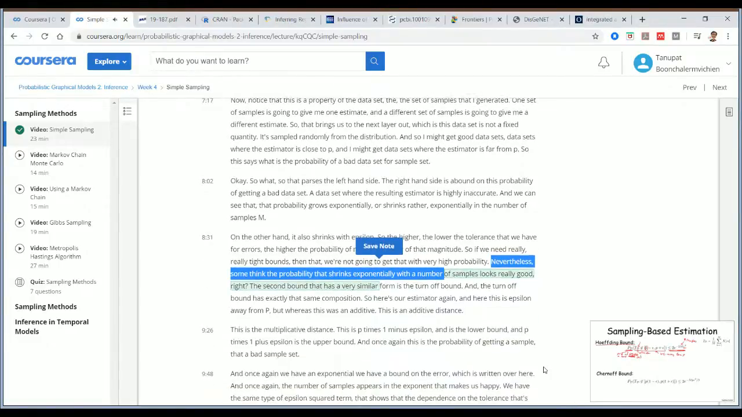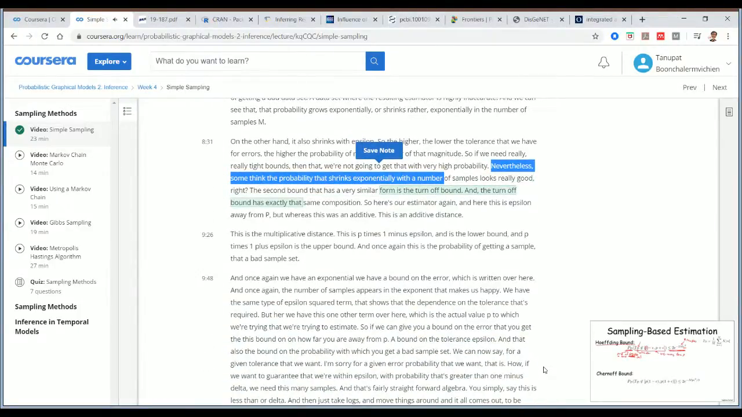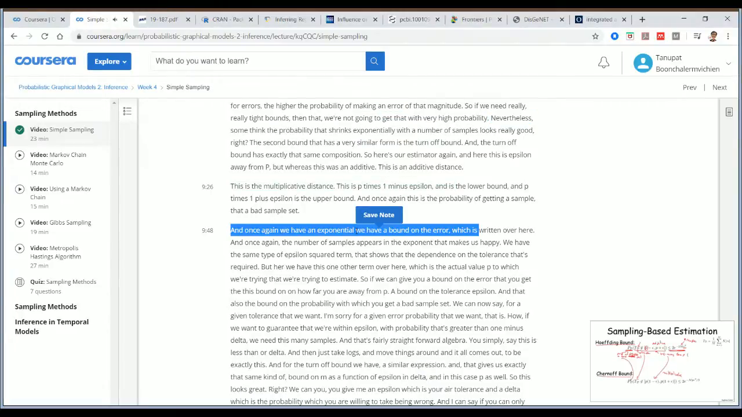The second bound that has a very similar form is the Chernoff bound. And the Chernoff bound has exactly that same composition. So here is our estimator again. And here, this is epsilon away from P, but whereas this was an additive distance, this is a multiplicative distance. And once again, we have an exponential, we have a bound on the error, which is written over here. And once again, the number of samples appears in the exponent.